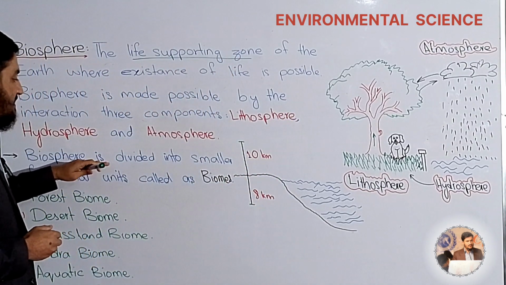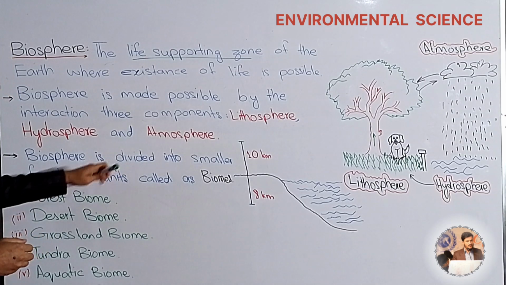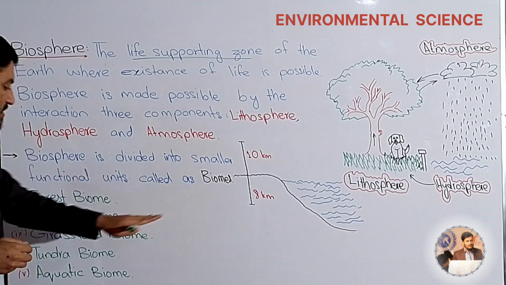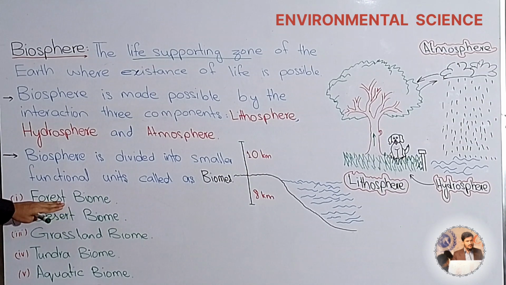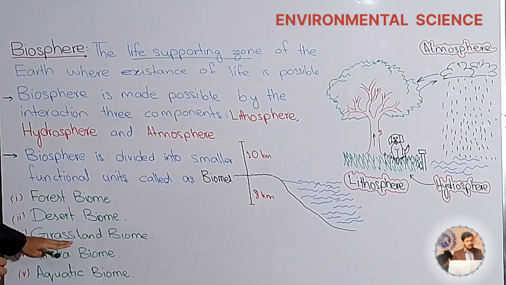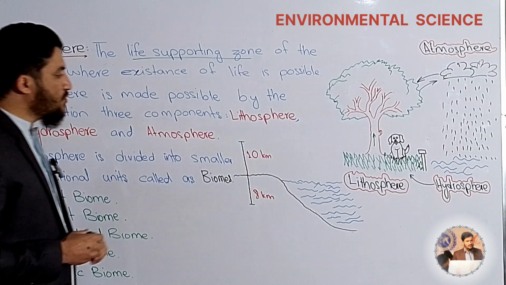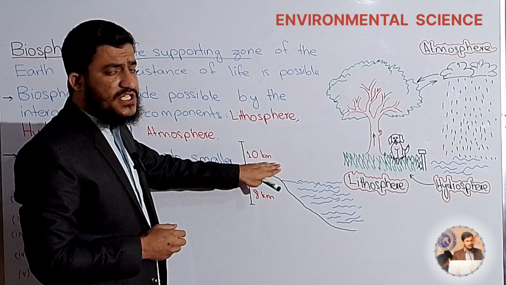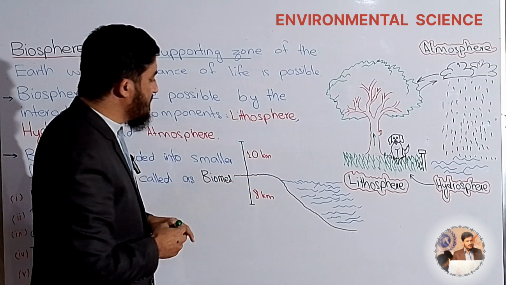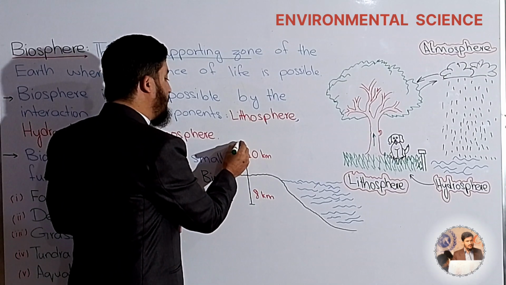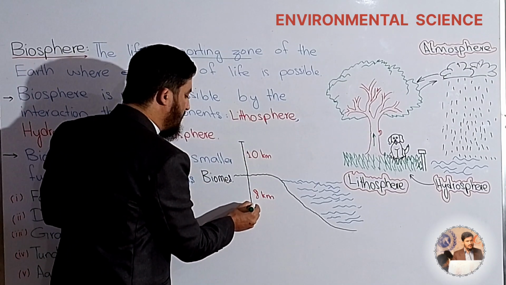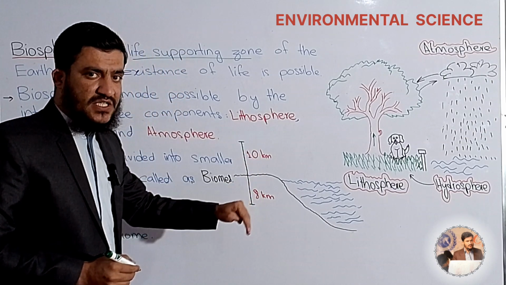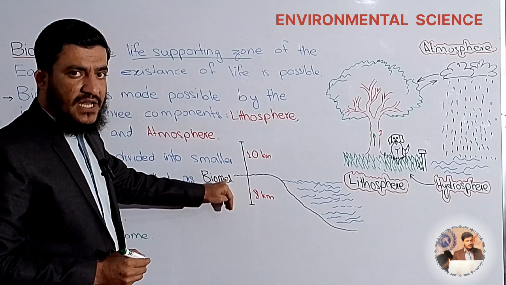And the biosphere is divided into subunits called biomes, and there exist 5 types of biome: the forest biome, desert biome, grassland biome, tundra, and the aquatic biome. Dear students, the life which is possible on earth only ranges between 10 kilometers above the surface and 8 kilometers deep into the oceans or into land.